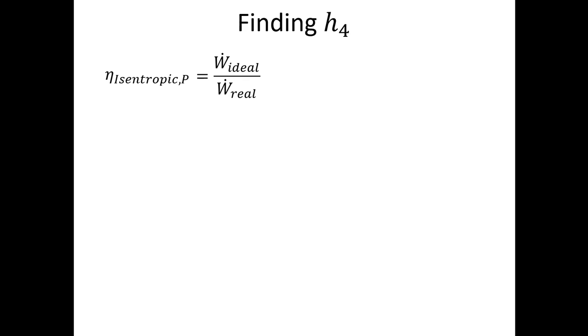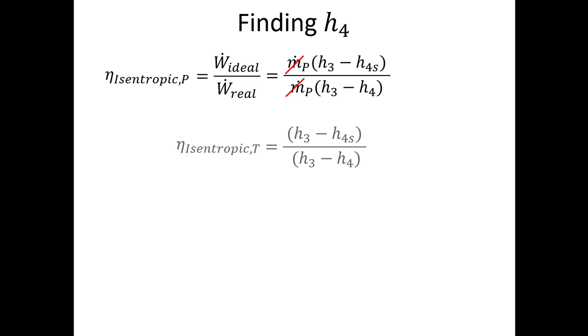Next, I'll use the isentropic efficiency for the pump. My mass flow rates drop out again. Again, I know the isentropic efficiency. I know the inlets, which are the same for both. I know the ideal outlet, but I don't know H4, the outlet of the real pump. But since it's the only thing I don't know in this equation, I could isolate for it and calculate what H4 is.